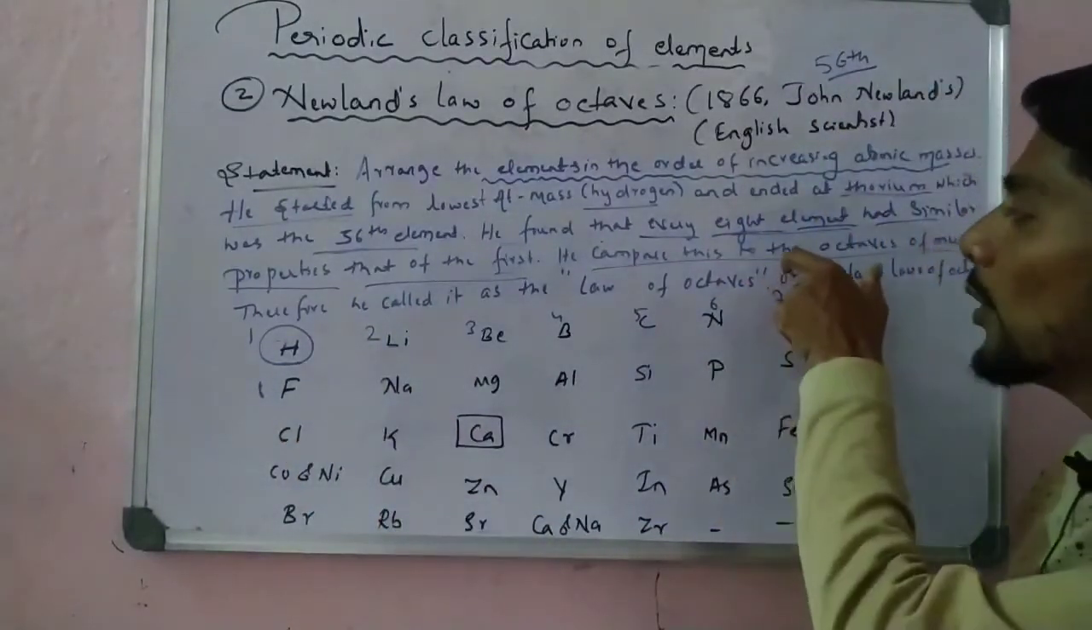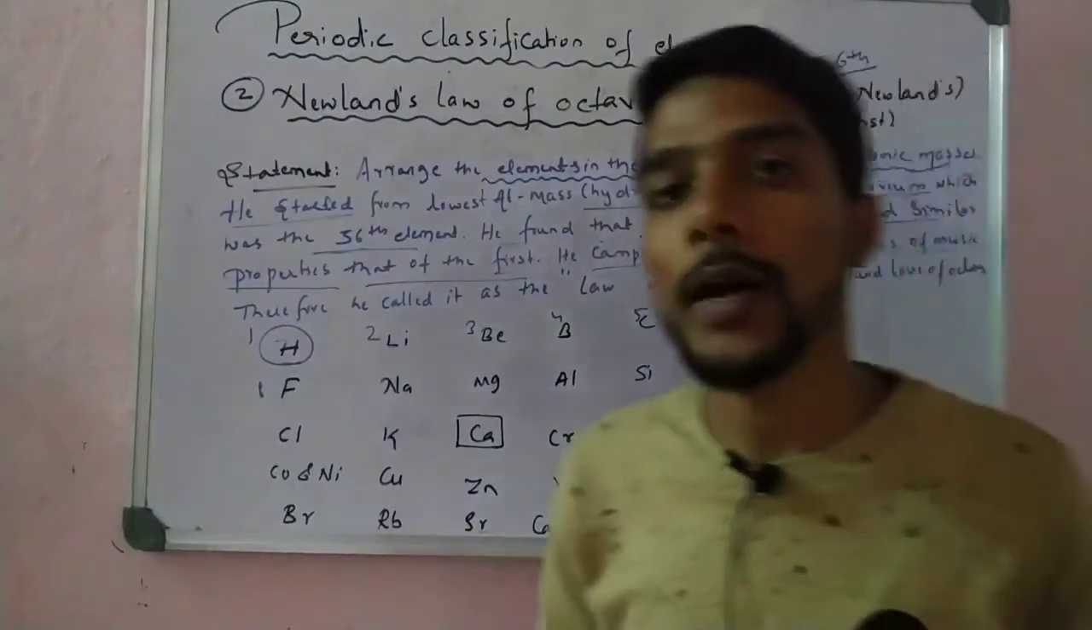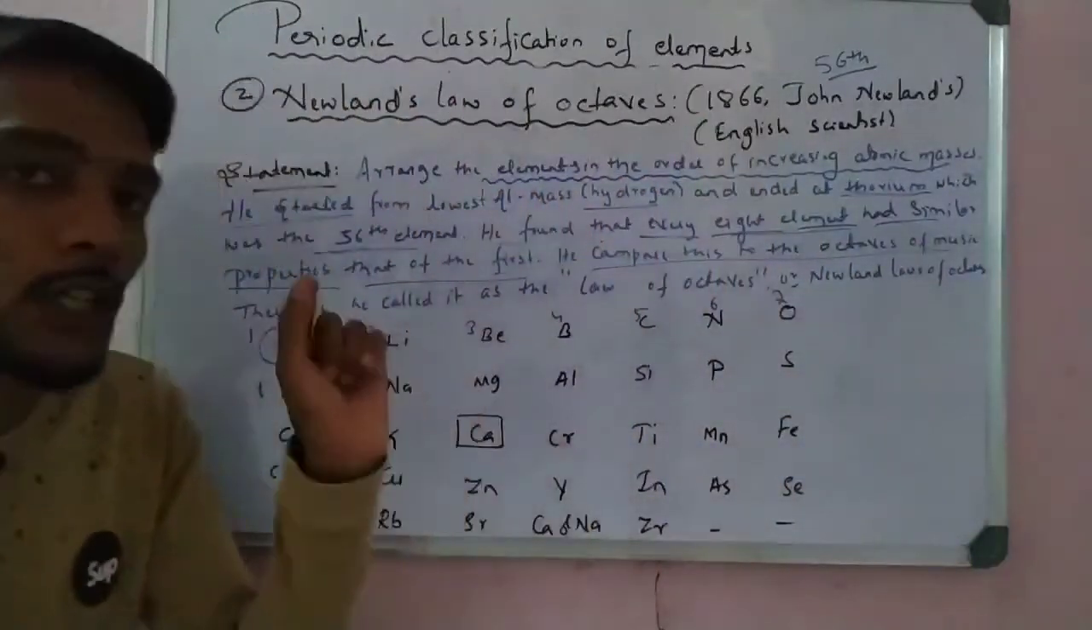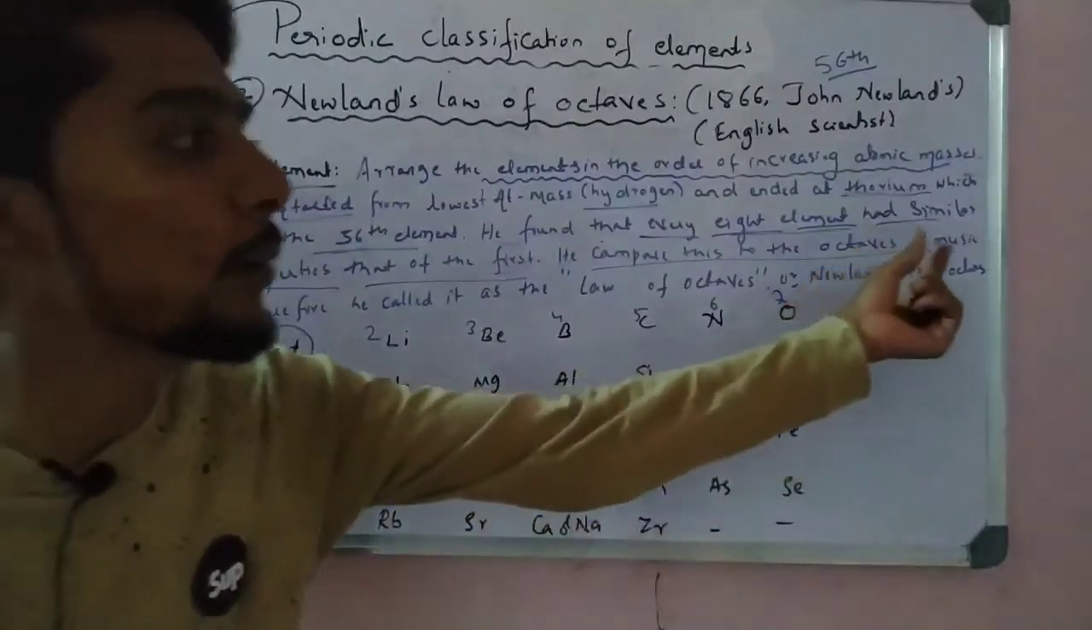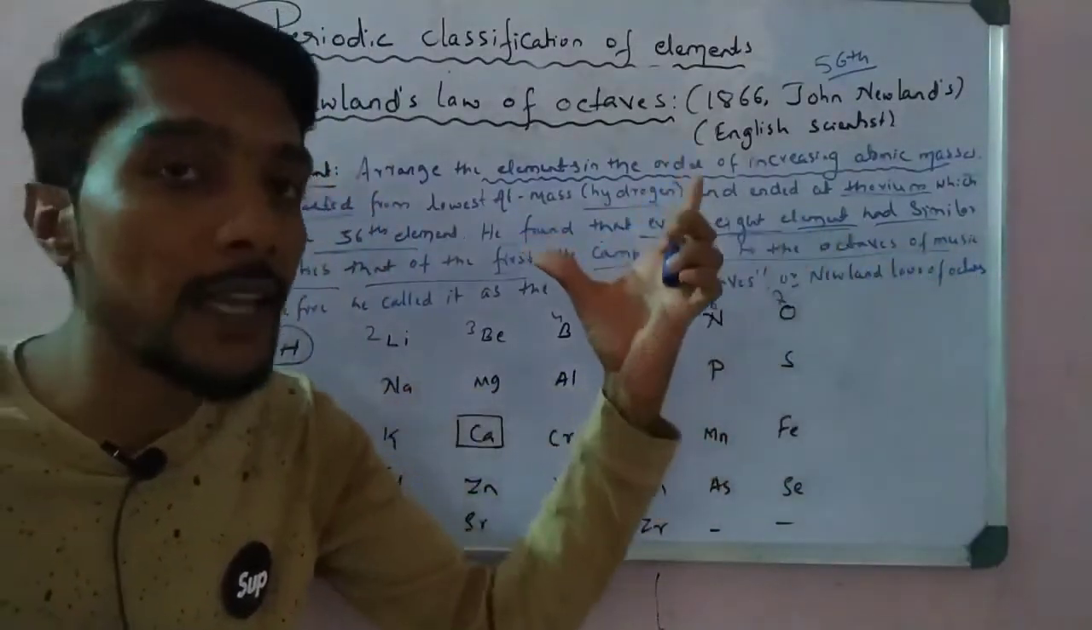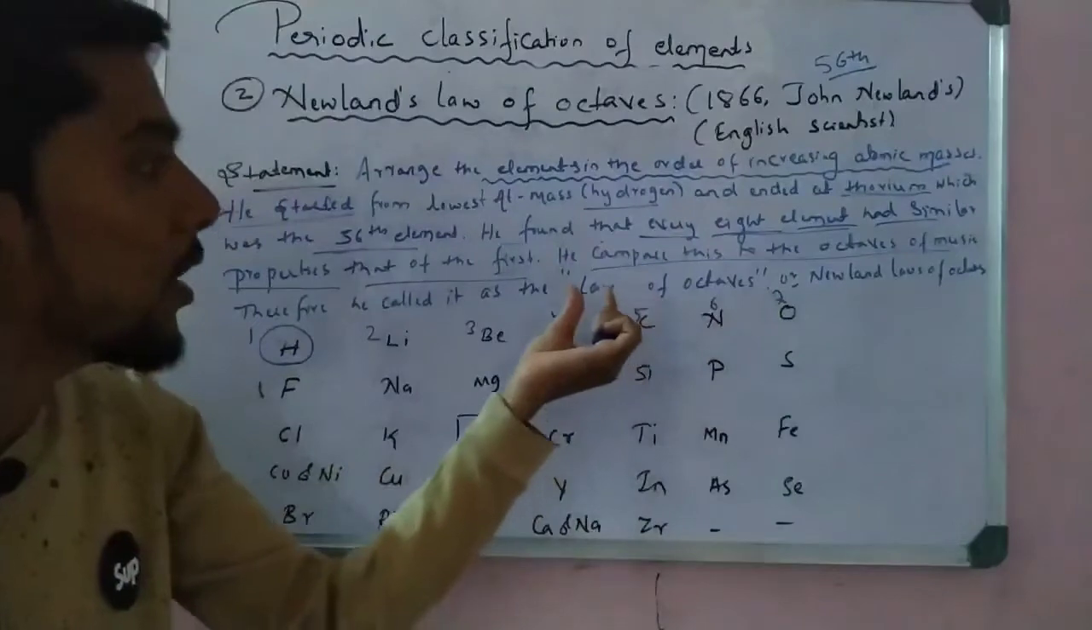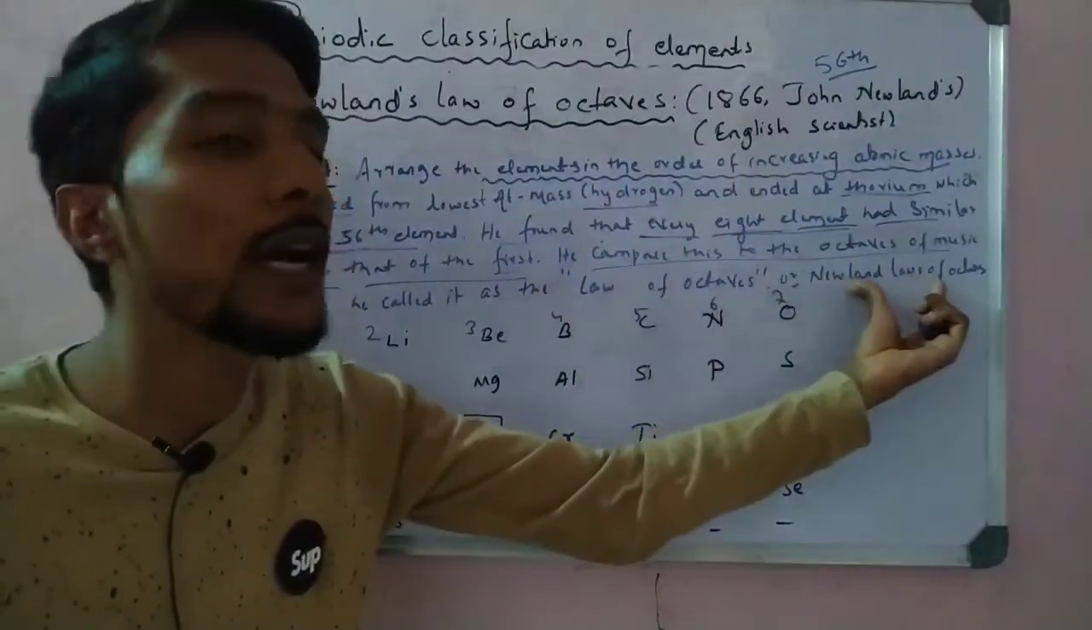That is compared to the music octave, and actually this is true. His assumption is very much true. He compared that with music. Music is nothing but eight scales, so that is called an octave. So it is called the law of octaves, or also called Newlands' law of octaves.